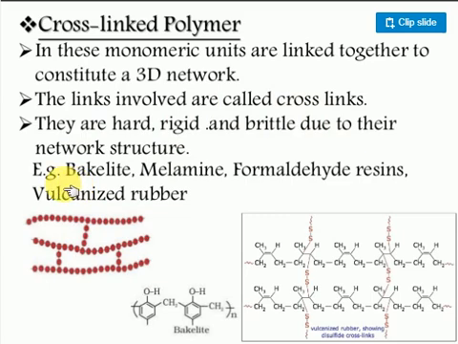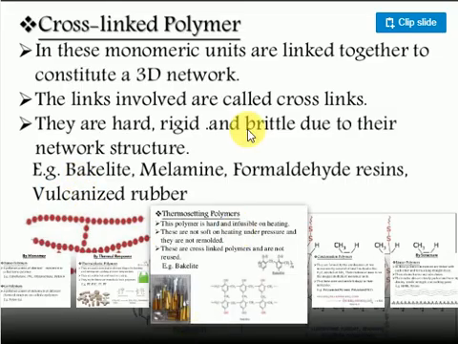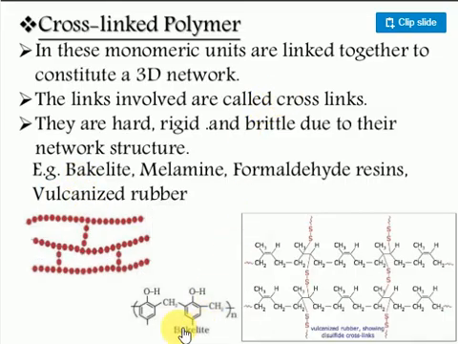Example: just imagine the water bottles you are using. The water bottles are made up of cross-linked polymers only. Clear? Suppose you are using some tiffin box, some students are playing with tiffin boxes also. That's also made up of cross-linked polymers. Remember Bakelite. Tupperware and water bottles are made up of Bakelite only. They are cross-linked only. Bakelite, melamine, phenol formaldehyde resin, vulcanized rubbers are all nothing but cross-linked polymers only.